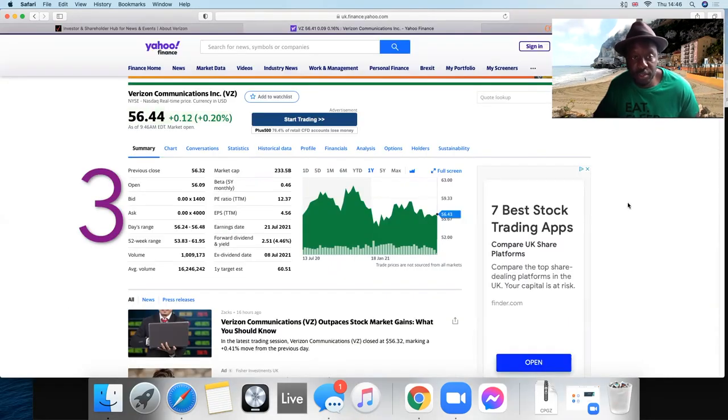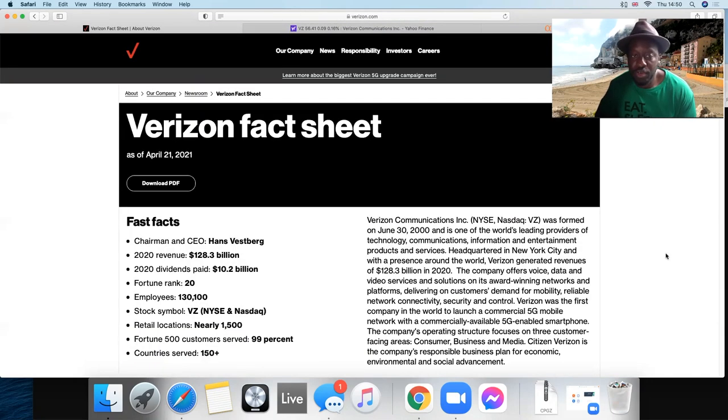Third on the list is Verizon Communications. They have a mega market cap of 233.5 billion and have a dividend yield of 4.46%. Right, we all know Verizon, a huge giant in telecommunications. Verizon Communications was formed on June 30th, 2000, and is one of the world's leading providers of technology, communications, information, and entertainment products and services. Headquartered in New York City and with a presence around the world, Verizon generates revenues of $128.3 billion in 2020.